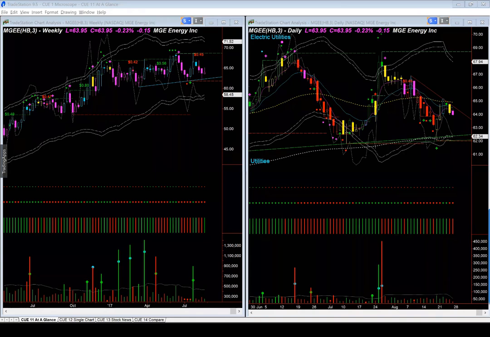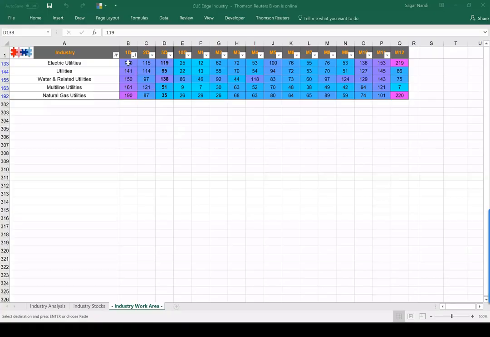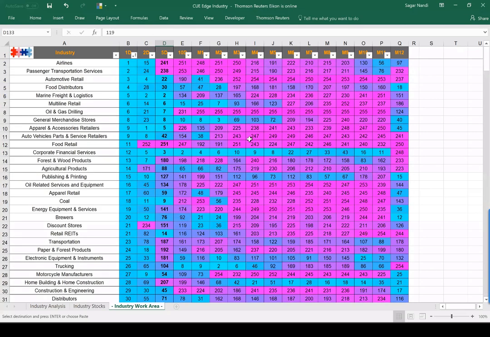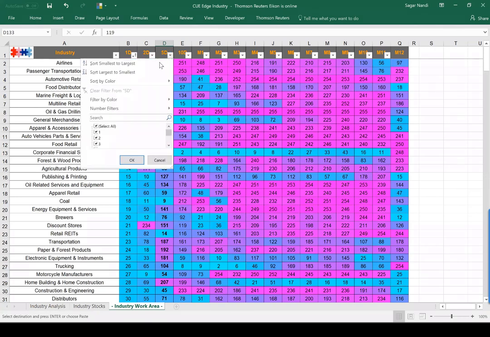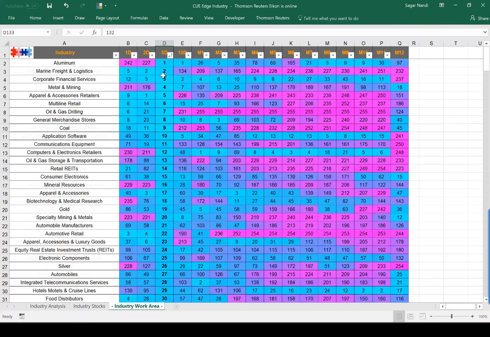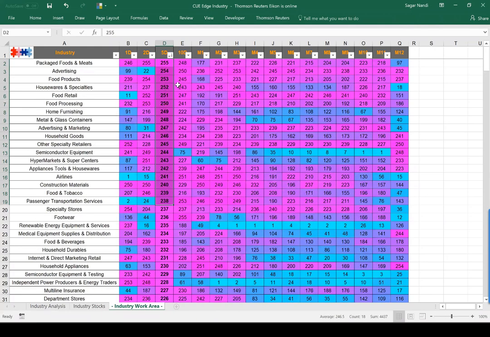Let's look at QH one more time. Clear the filter. So we can look for potential swing long short as well as long-term investment long short. For swing trade long, we are going to sort QH across 5 days, smallest to largest. And for the cyan color industries, we are going to look for only swing long trade. For the magenta color industries, we are only going to look for swing short trade.